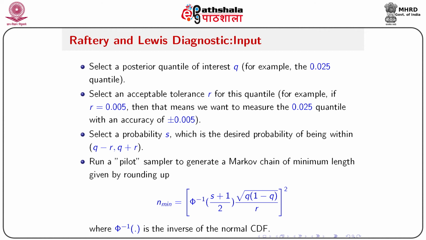Run a pilot sampler to generate a Markov chain of minimum length given by rounding off n min, which is this expression. This expression will give the minimum length that you need, where phi inverse is the inverse of the normal CDF.